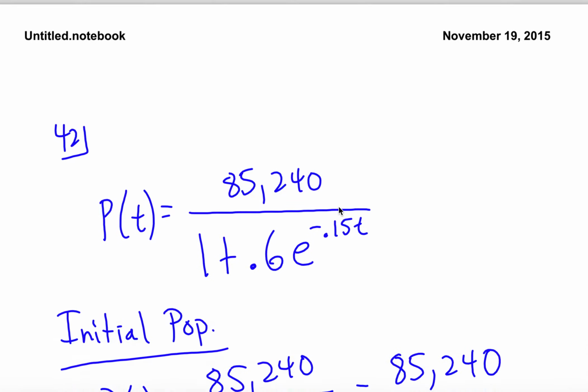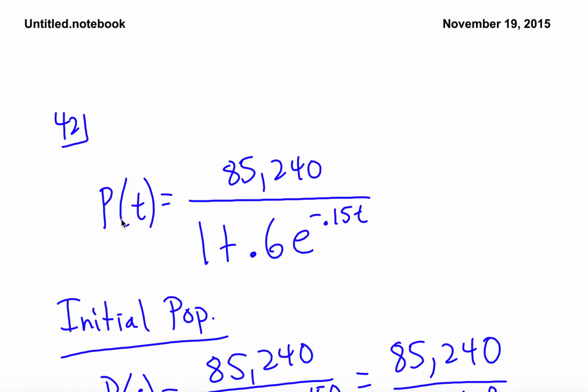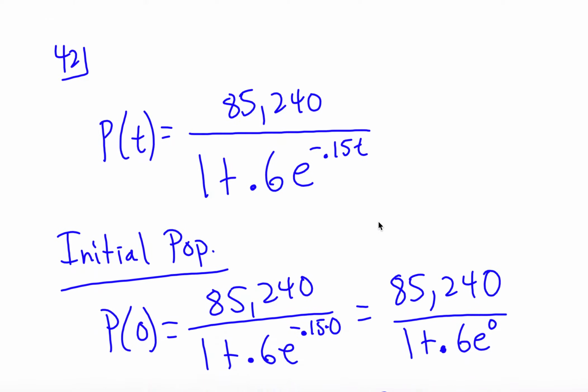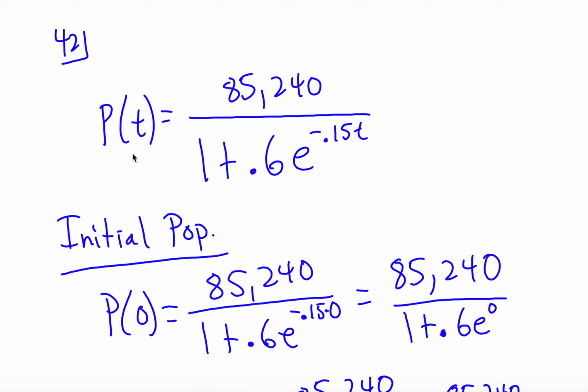So let's take an example. Let's say I give you the model. So my model for whatever we're having to grow here is 85,240 over 1 plus 0.6 e to the negative 0.15 t. My initial population would be, as always, the population at time 0. It's wherever we want to start, and we're going to call that time 0. So if we put 0 into this formula, we can actually calculate what this would be.